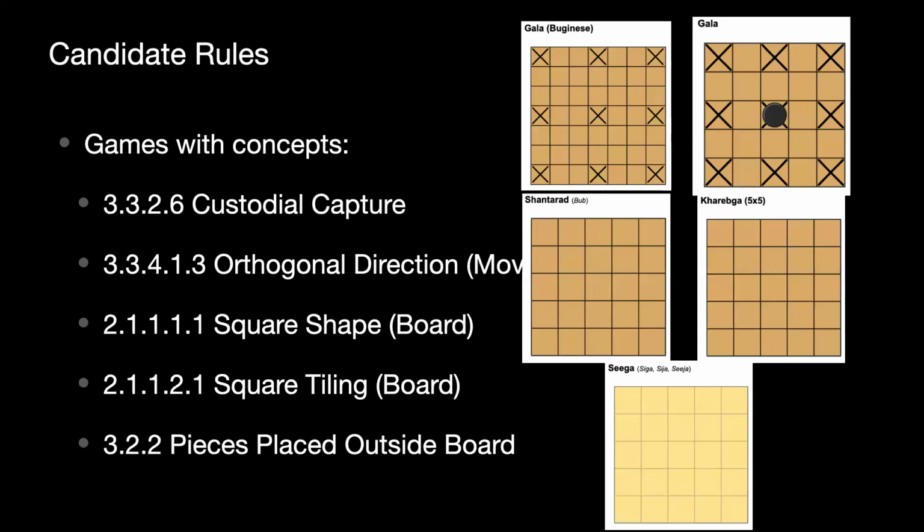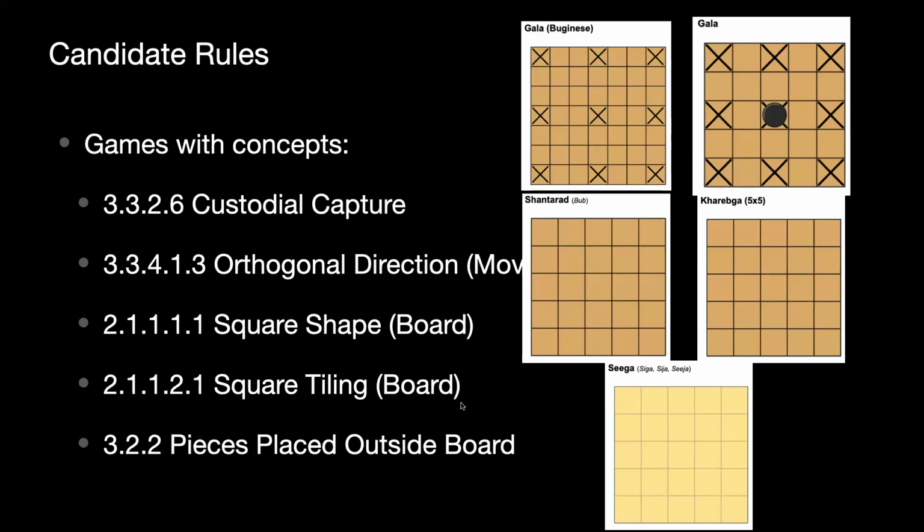So what we did was we looked into our database to look at what other games we have that have the movement and the rules that we know from the ancient sources. So we looked at the games that have the custodial capture mechanism, that have orthogonal direction of movement, that have the square-shaped board and the square tiling.